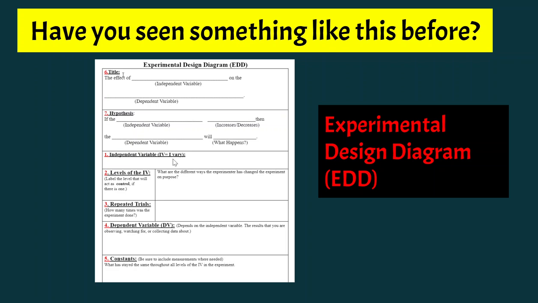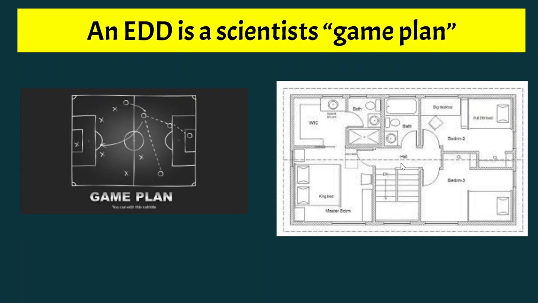You have probably talked about some of these other words that are on this experimental design diagram as well. So I'm going to ask you to do a sort in the classroom and try to figure out which vocabulary goes with which definition. So one more time, the experimental design diagram, the EDD, is a game plan or a blueprint. It's a plan so that we can test something that we're thinking about or wondering about.